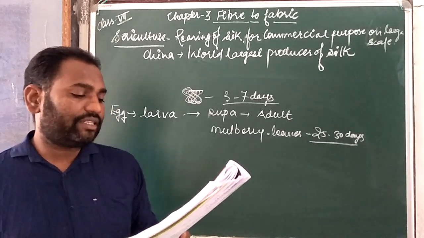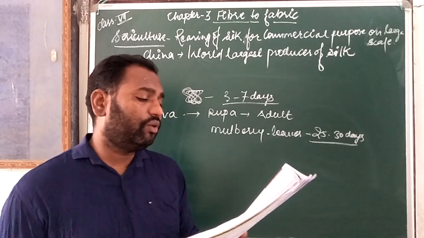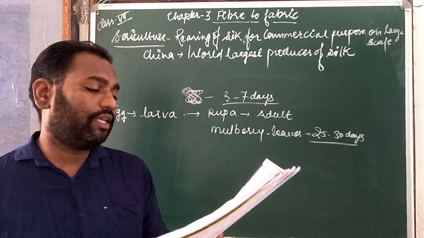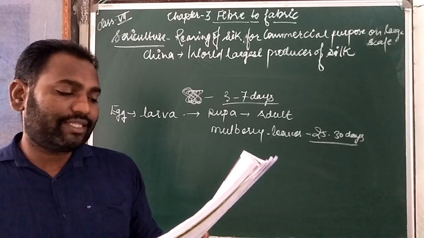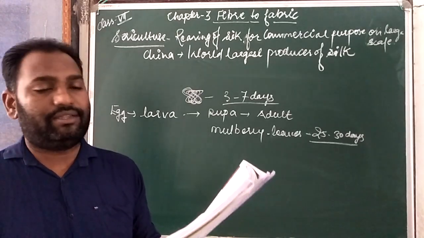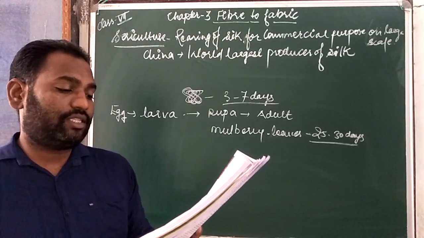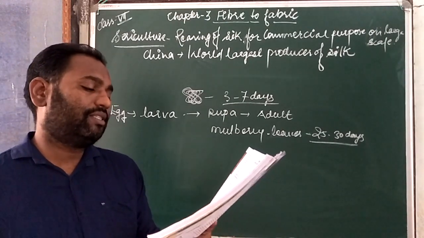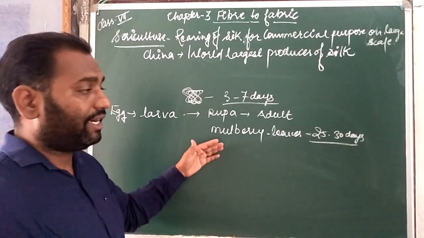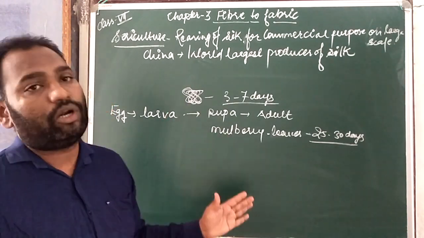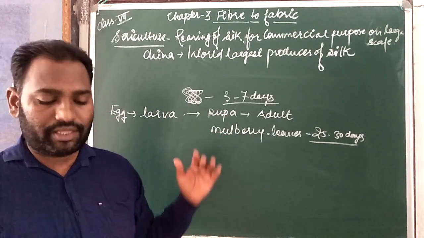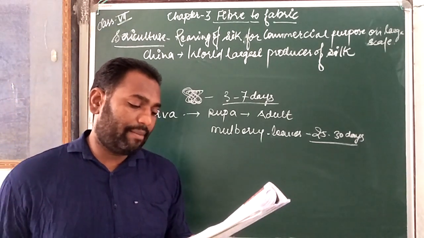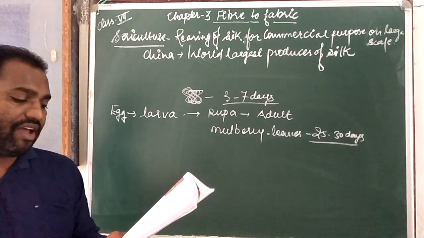The caterpillar is killed once this stage is complete. Otherwise, a fluid secreted by the adult moth would dissolve the silk and damage the fibers. So that's why the caterpillars are killed; if not killed, they damage the fibers.